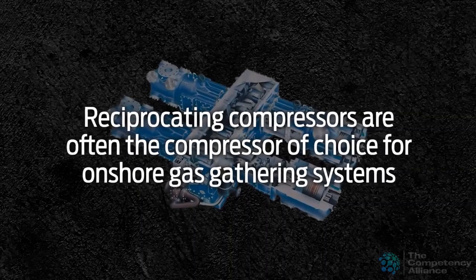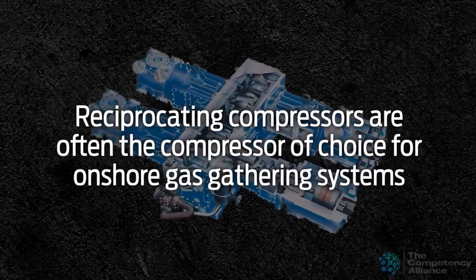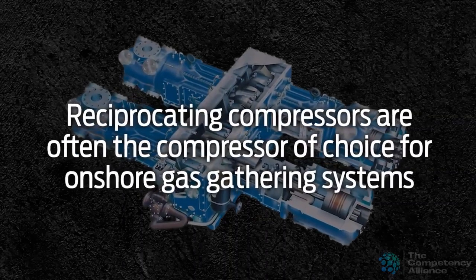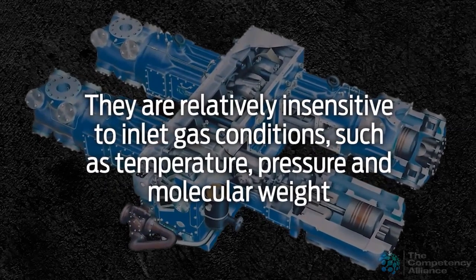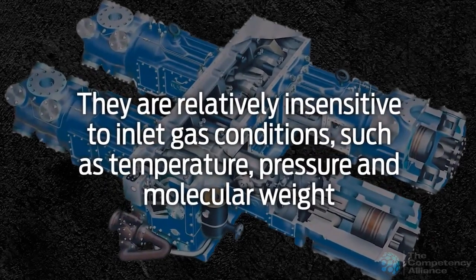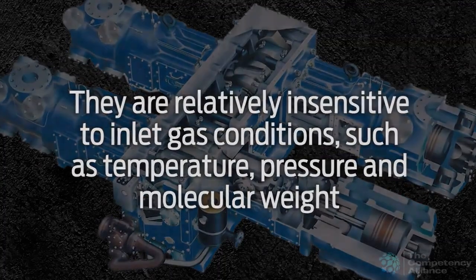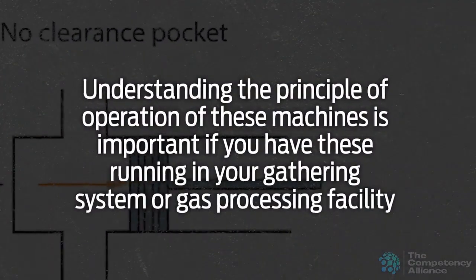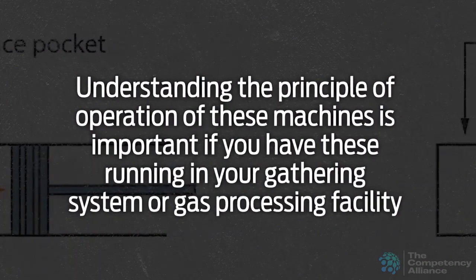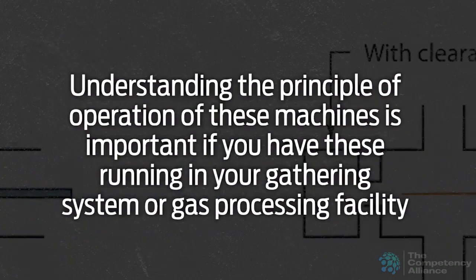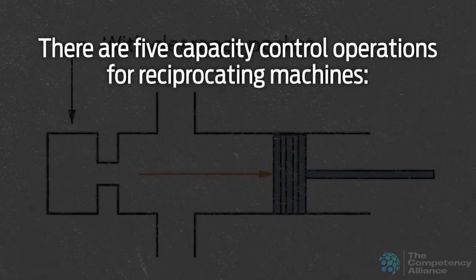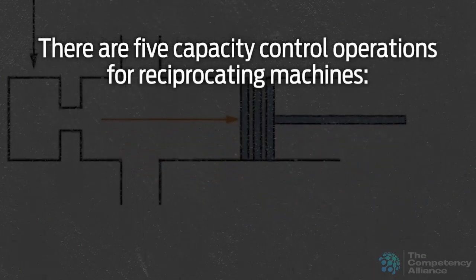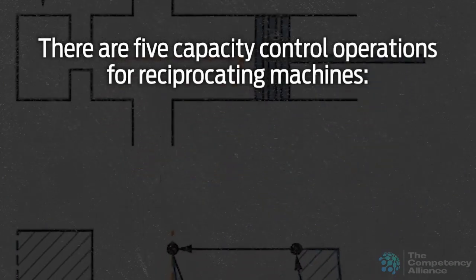Reciprocating compressors are often the compressor of choice for onshore gas gathering systems. They are relatively insensitive to inlet gas conditions such as temperature, pressure, and molecular weight. Understanding the principle of operation of these machines is important if you have these running in your gathering system or gas processing facility. There are 5 capacity control operations for reciprocating machines.